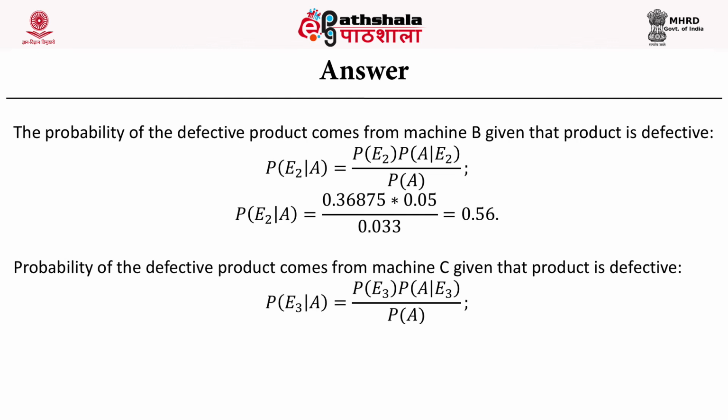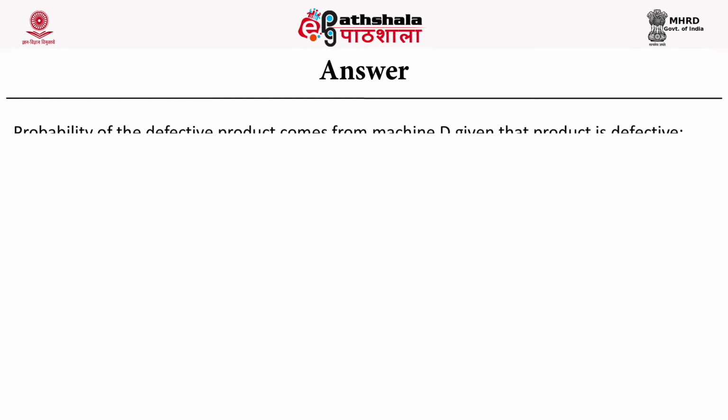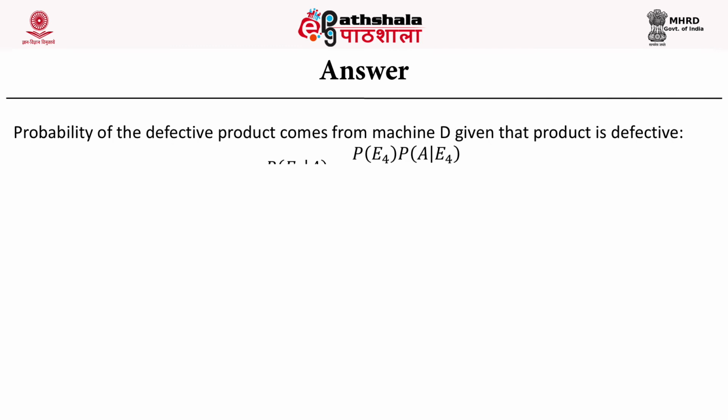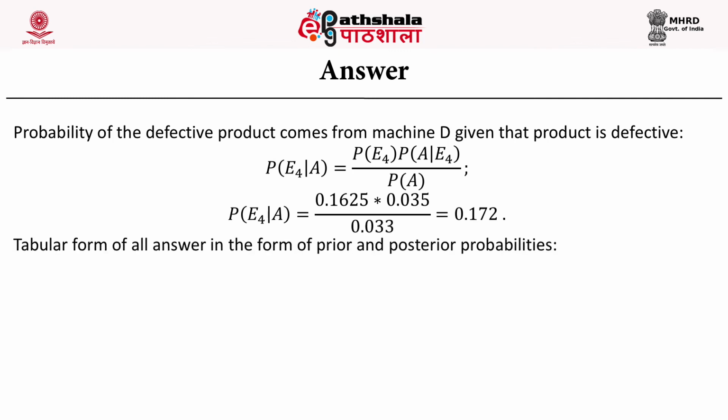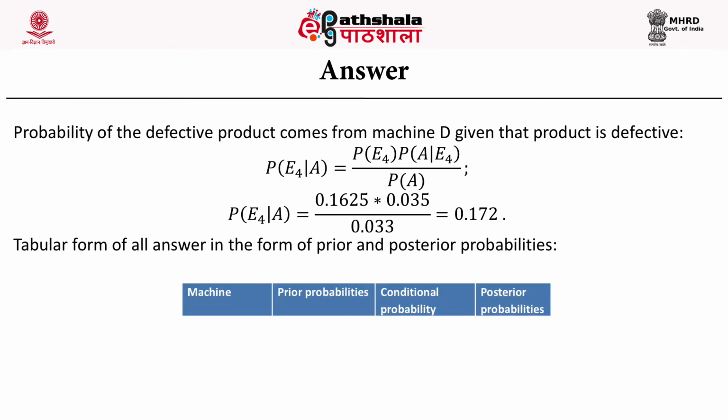Now also the probability of the defective product coming from machine C given that the product is defective, which is probability of E3 given A, is equal to probability of E3 into probability of A given E3 divided by probability of A, which comes to be 0.144. Then the probability of the defective product coming from machine D given that the product is defective. The formula is the same. So probability of E4 given A, after putting the values in the formula, we will get the final answer as 0.172.